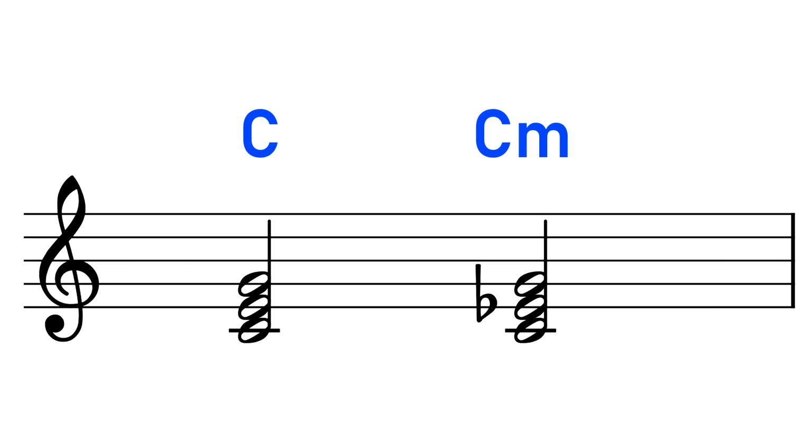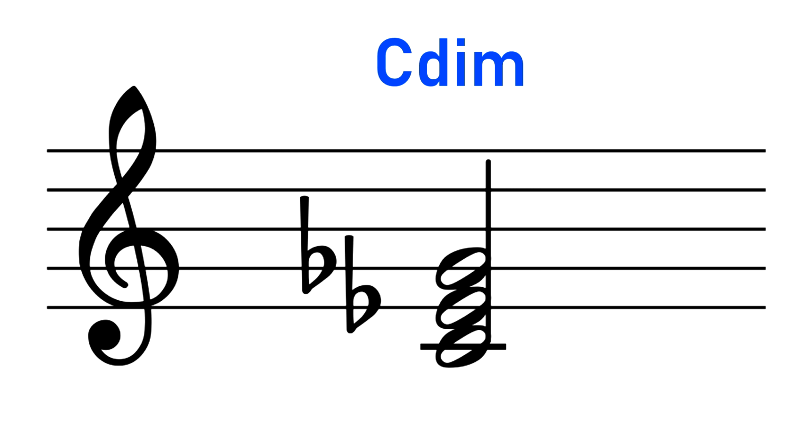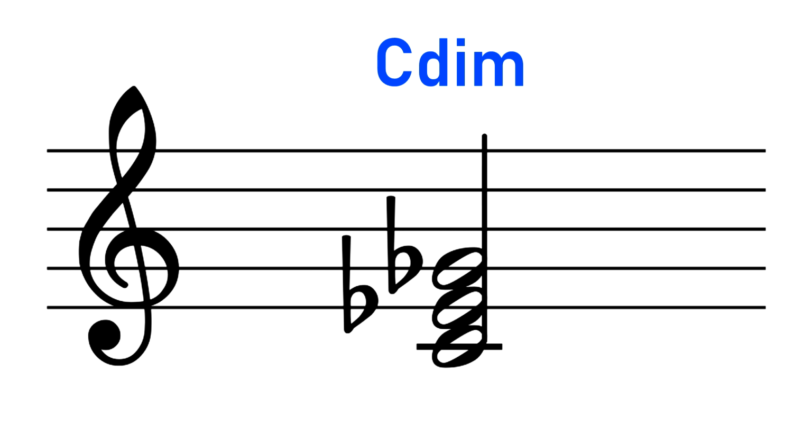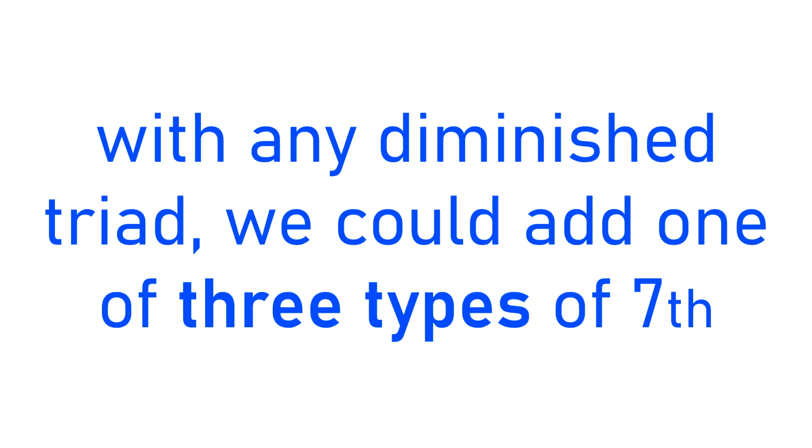Unlike with major and minor chords, where there are only two types of 7th we can add, a dominant 7th or a major 7th, with diminished triads we can actually add a third type, the diminished 7th. This is because diminished chords have a lowered 5th, so by lowering the 5th we're actually opening up a little bit more space between the top note of the triad and the octave, so we can add another 7th note in. With any given diminished triad, we could add one of three types of 7th.